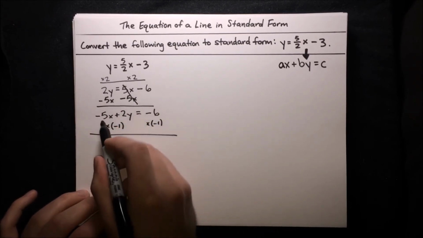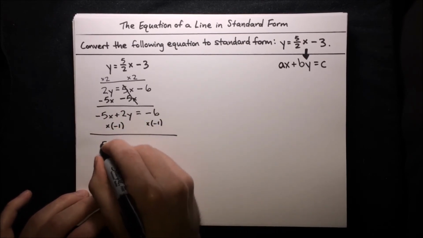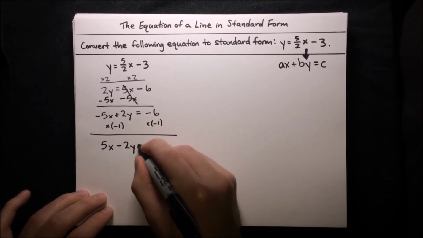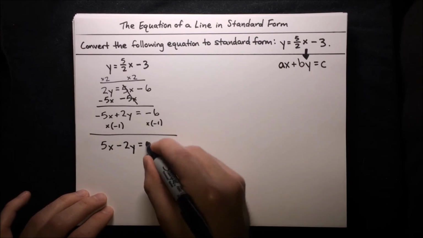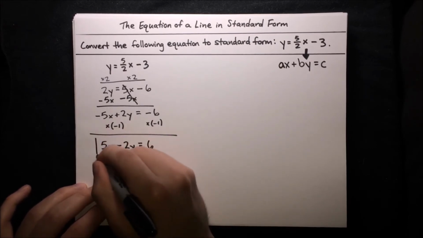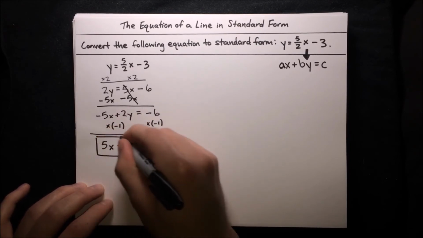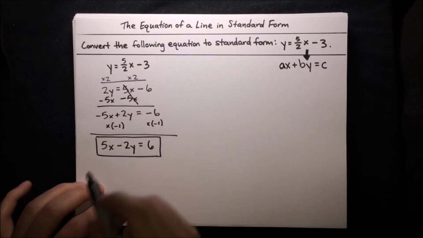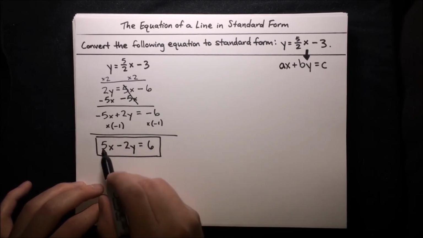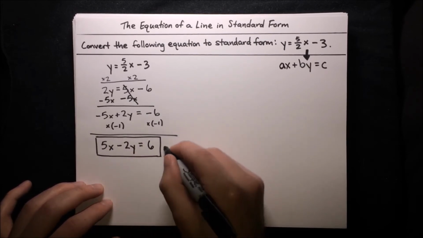times negative 1 on both sides, and then that'll convert that negative 5 to a positive 5, positive 5x, and then minus 2y is equal to negative 6 times negative 1, which is 6. And there we go. There is our standard form equation. 5, negative 2, and 6 are integers with no common factors, and 5 is greater than or equal to 0.